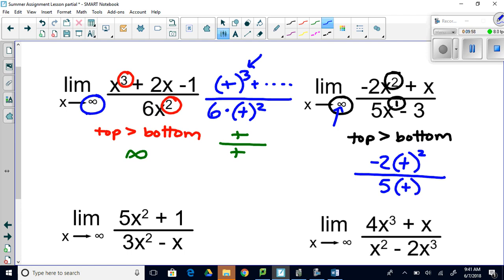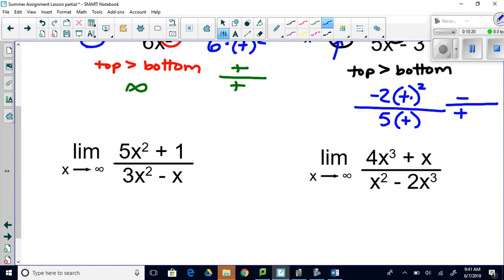So a really big positive number squared is positive, but times -2 will make it negative. 5 times any positive number is a positive. So in this situation, I'll have a negative divided by a positive, so my limit will be negative infinity, because a negative divided by a positive is a negative.